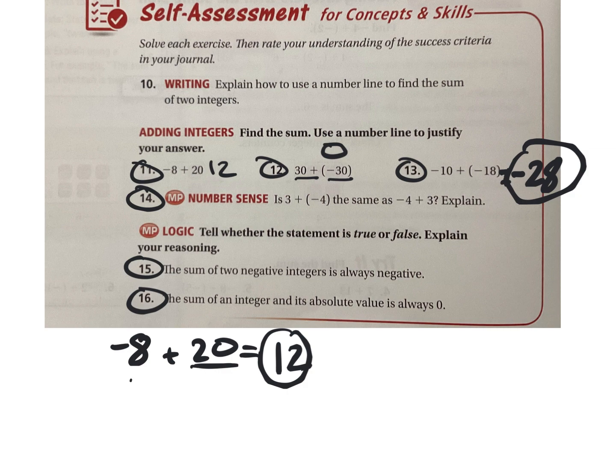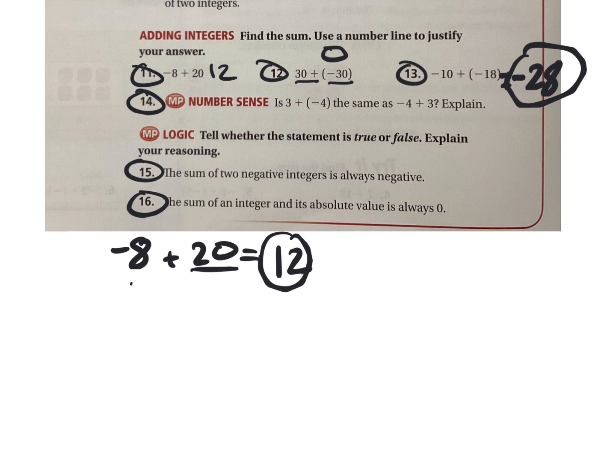Okay. Number 14, number sense. Is 3 plus -4 the same as -4 plus 3? All right, well, let's try this. Okay, I have a 3 plus a -4. I take the absolute values of both of those. It's 3 and 4. Take away the smaller one, so it leaves me with 1. And the bigger absolute value is this -4, so it's a -1.